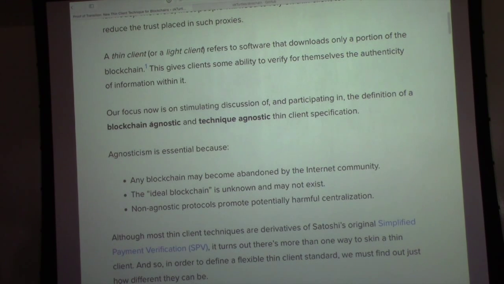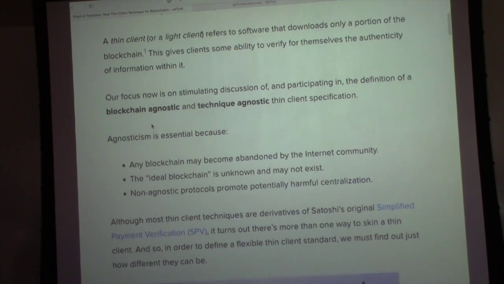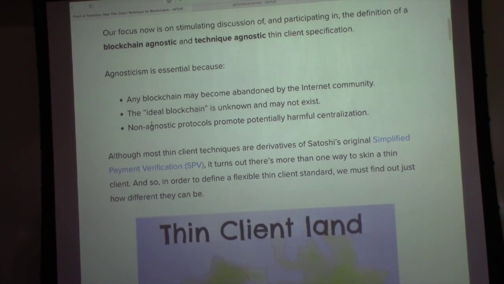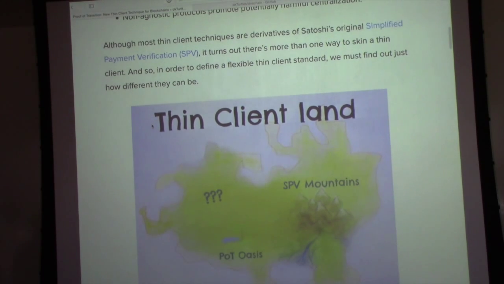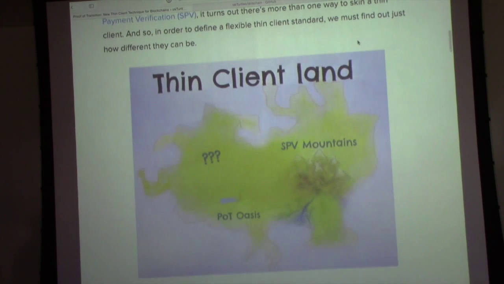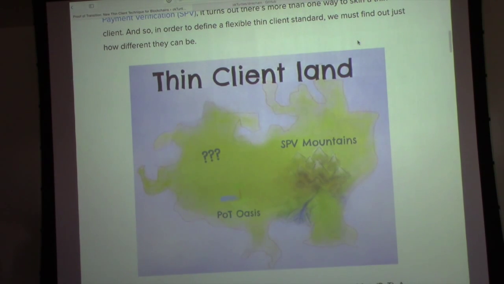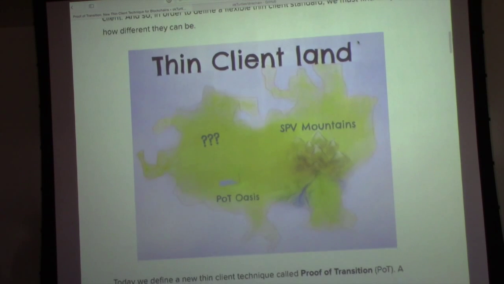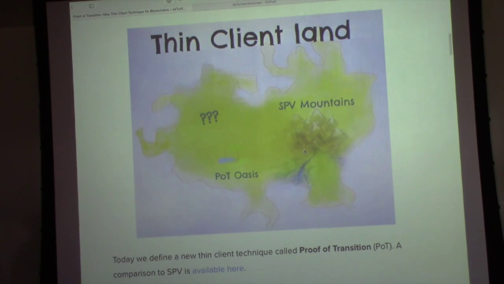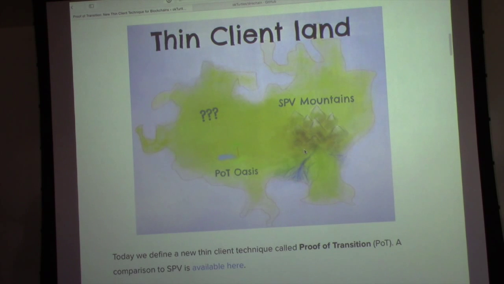Not as well as a full node, and sometimes you can get it to be almost identical with a full node. So the existing method for this was called Simplified Payment Verification, SPV. But that may not be the only way to do a thin client. And so we have to sketch out what the map of thin clients looks like. Our work right now is about developing a generic blockchain agnostic thin client protocol that supports different techniques and can support any arbitrary blockchain.